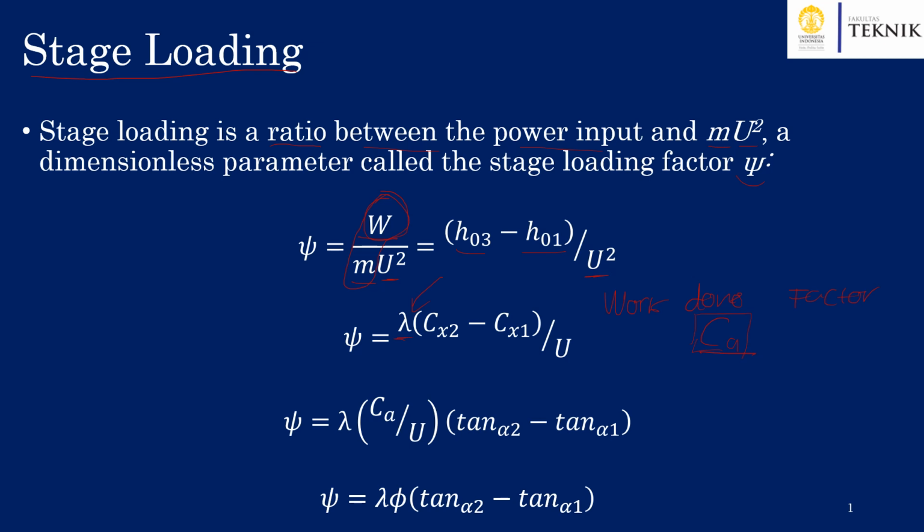And psi, or the stage loading, is a function of lambda multiplied with the difference between Cx2 and Cx1, divided by U. Another way to represent the stage loading is by counting the effect of the absolute flow angle, or alpha, between the outlet and the inlet of the rotor, and the ratio between the axial velocity and the blade speed, which we write as phi, another Greek letter here.